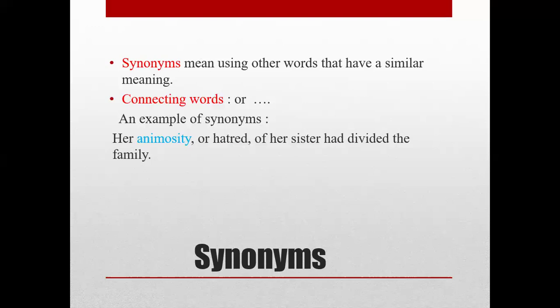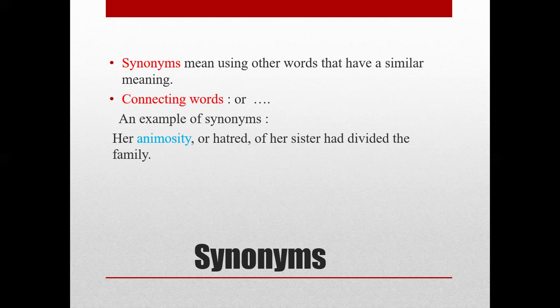So here we have a hard word, followed by or, and then we have an easy word. You see here, or hatred. This phrase is set off by two commas, which means it is not essential. So why did they insert it? They inserted it from the very beginning, in the first place, to make it easy for you, to clarify the word animosity.